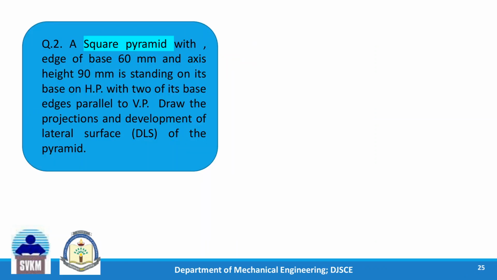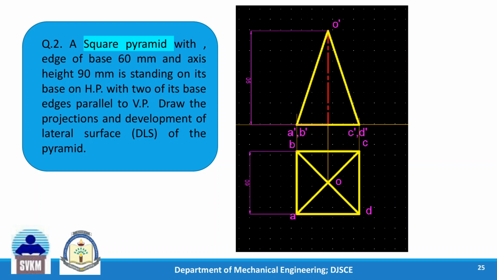Now let us take another sum. A square pyramid with edge of base 60 mm and axis height 90 mm is standing on its base on HP with two of its base edges parallel to VP. Draw the projections and development of lateral surface of the pyramid. Now it is almost similar to the first case, only the thing is that the pyramid is having two of the base edges parallel to VP. Only that positioning is different. So we have already drawn these projections and we have discussed these projections.